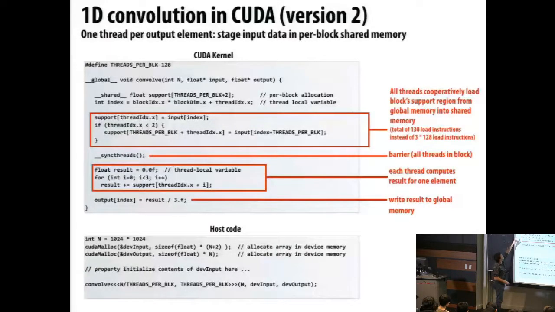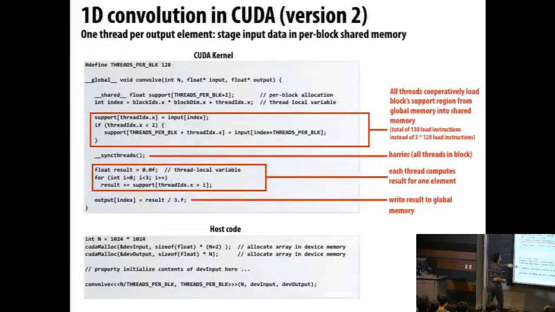So what all the threads do is every one of them loads 1 value from memory and puts it in that shared memory buffer. So 128 threads issue a load and put 128 values into the shared buffer. And then if thread index is less than 2, 2 of them end up putting the 129th and the 130th value into the buffer. And then every thread, instead of accessing main memory, accesses the shared buffer to compute the convolution that it needs. It just pulls the data out of the shared buffer.